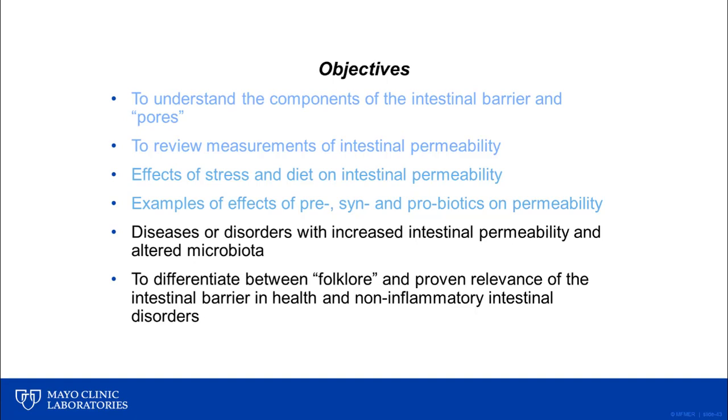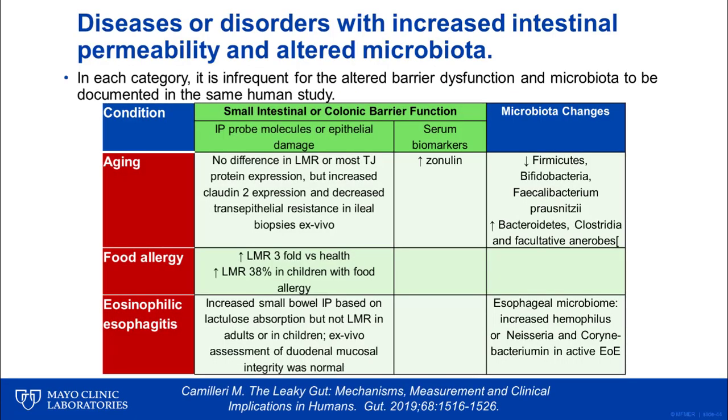What other disorders have been associated with increased permeability? Well, again, these are listed in this paper in Gut from a couple of years ago, and I don't have time to go through this in exquisite detail. But certainly, there is some evidence, for instance, of damage in the intestinal epithelium with increased zonulin in aging. There are also changes in the microbiota, which may also be very relevant. Food allergy, increased permeability. Eosinophilic esophagitis, and I know our colleagues here at Mayo are very interested in this. Increased small bowel intestinal permeability has also been observed in these patients.